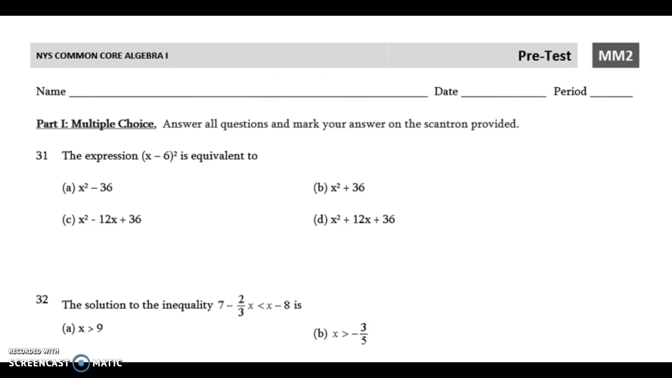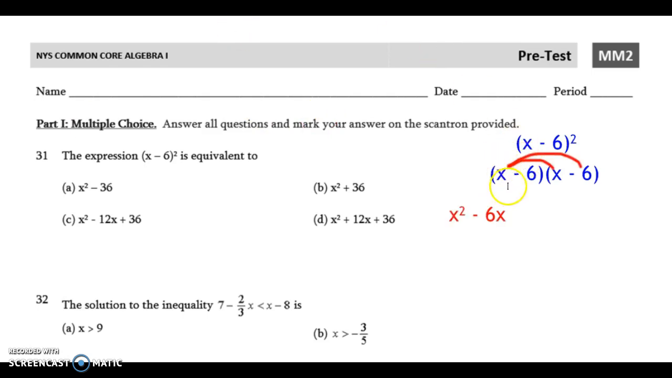If you take a look at the first multiple choice question, which was the expression x minus 6 quantity squared is equivalent to, in order to answer this question, you needed to use the double distributive property. I'm going to show you what I mean here. I took the expression and expanded it into two different binomials that are multiplied together. I know that x minus 6 squared is equivalent to x minus 6 times x minus 6.